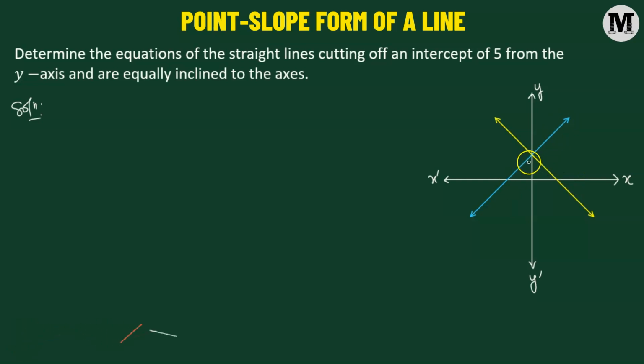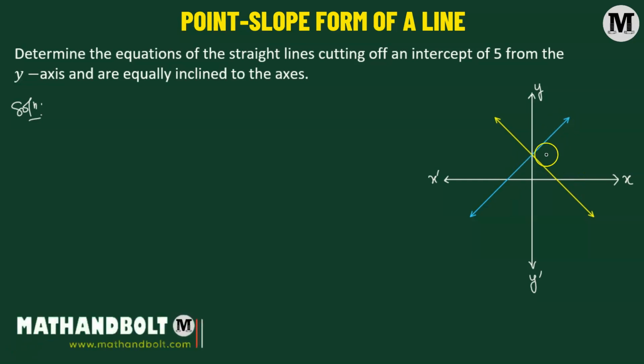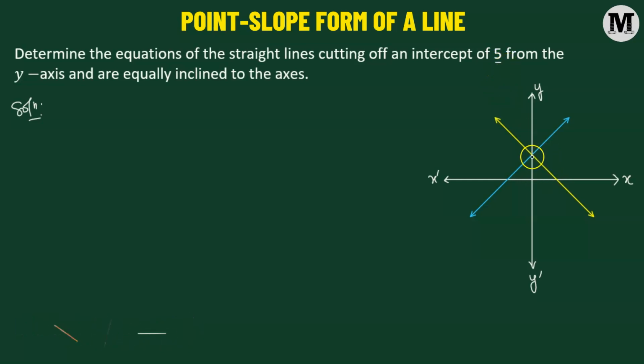The yellow colored line and the blue colored line are both cutting off an intercept of 5 from the y-axis, meaning the point of intersection of these two lines will be at 5 units from the origin, and they are also equally inclined to the axis, meaning if this is the angle theta that it makes with the x-axis, then the angle the yellow line makes with the y-axis is also theta.